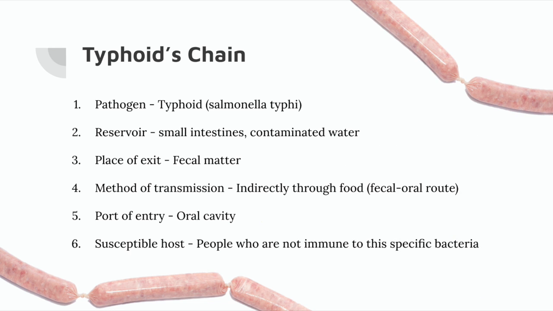The chain of infection can be applied to typhoid. 1. The pathogen that caused typhoid was Salmonella typhi, which is a type of bacteria. 2. Reservoir, which is the place where the pathogen lives and multiplies, was found in small intestines and contaminated water. 3. Place of exit is where it exits a host or a reservoir, and it exited through fecal matter.